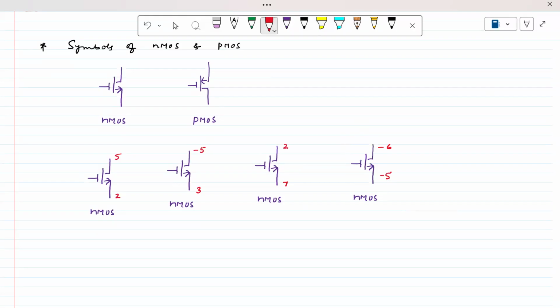Why? Because the source and drain have the same material. They are indistinguishable. We have to apply the potential, and only then do we come to know which one is the source and which one is the drain. What can we do here now? How do we know this?